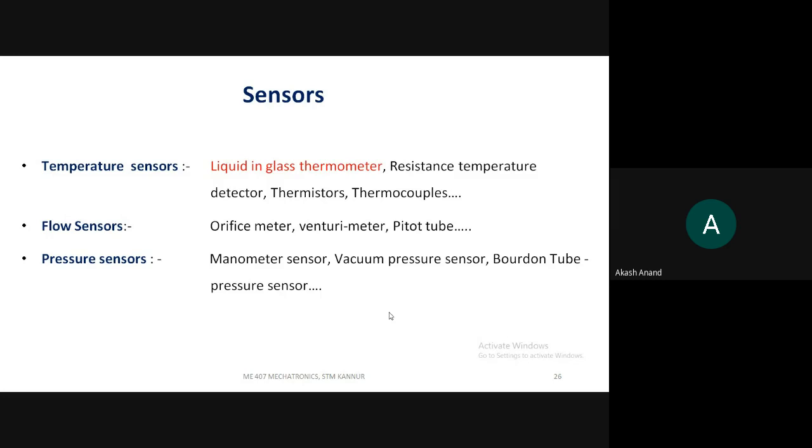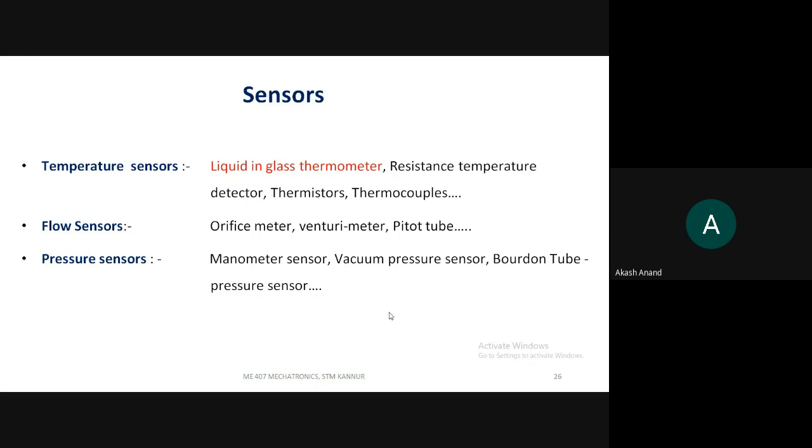We know that sensors are used to sense some physical parameters. Here, the name indicates that it is a temperature sensor, which means that it is used to sense the temperature. There are many examples of temperature sensors. They are the liquid in glass thermometer. Next is the resistance temperature detector, that is RTD. Next are thermistors and thermocouples.